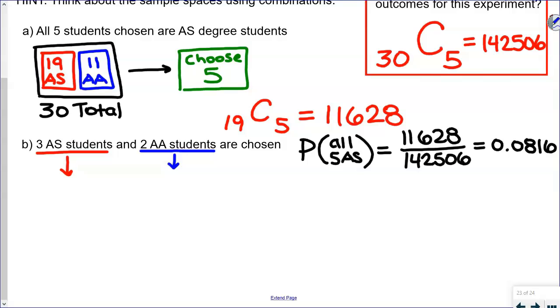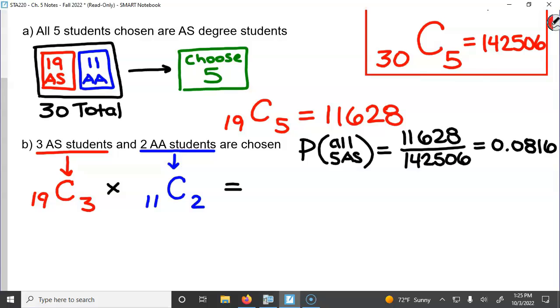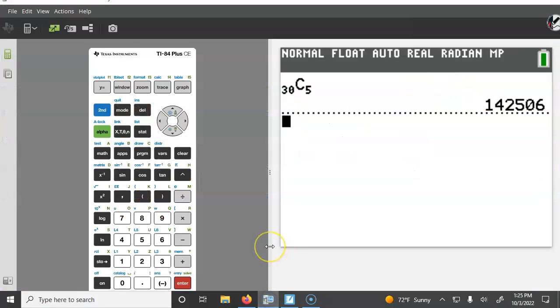So the 3 AS students, we're going to do similar to what we just did. We would say there's 19 total AS students, and we're going to choose 3 of them. For the AA students, we're going to say there's 11 of them, and we're going to choose 2 of them. And then if we want to know the total number of ways that those 2 things can happen, that we have 3 AS and 2 AA students, we're going to multiply those values together. Okay? So if I want to do that on the calculator here, you could do it all at once, or you could do it in 2 separate things.